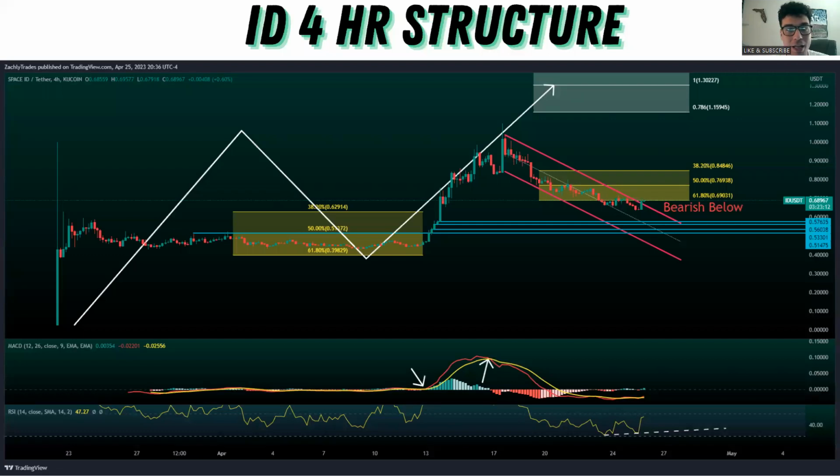We're going to actually be taking a look at Space ID, ticker symbol ID USDT, breaking things down on the 4-hour chart this time. We're going to go over the structure that we have right now, as well as the current channel that we've been trading in, and we're actually trying to break out right now. We're going to go over the major levels right here that we need to pay attention to as well, okay? And we'll also take a look at the MACD as well as the relative strength index and how you can use both of these to spot potential entry and exit signals.